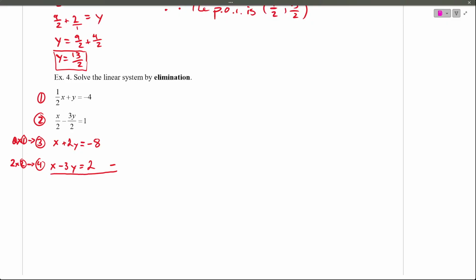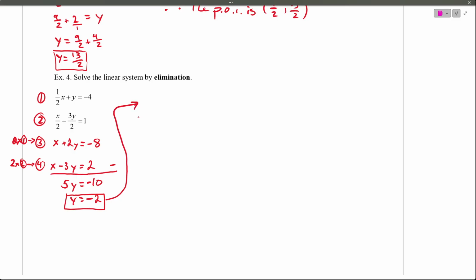2 minus -3 is the same thing as adding 3. So this is going to be 5y. And -8 minus 2 is going to give us -10. So that means y is going to be equal to, divide both sides by 5, we end up with -2. So we have our first component of our point of intersection. So let's substitute it into any equation we want.